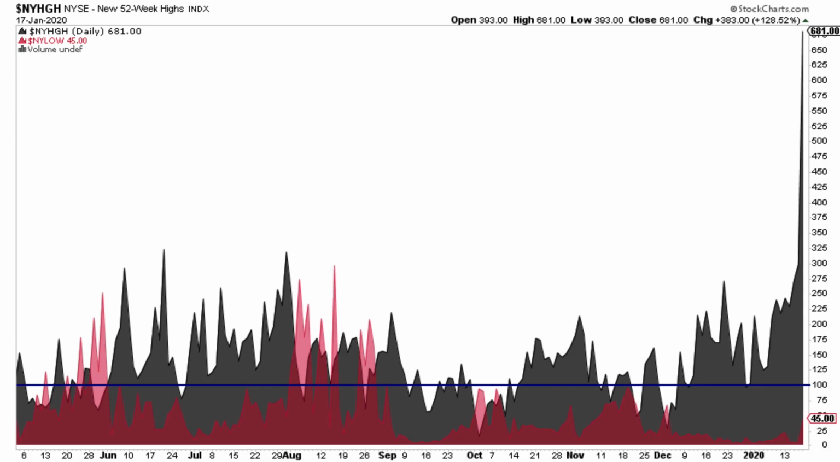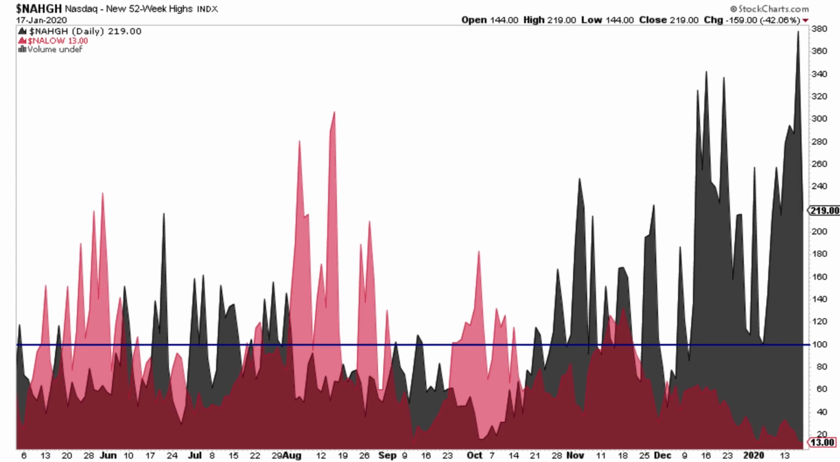Next is the 52-week new highs minus new lows. Now, as you can see on this chart, we had an extreme pop at the end of the week here to 681 on the NYSE new highs versus the new lows. The red ones are the new lows and the grey are the new highs. So I will show a 20-year chart of this in a minute. Let's have a look at the Nasdaq. So much less extreme on this. It's still showing some good strength since the December low.